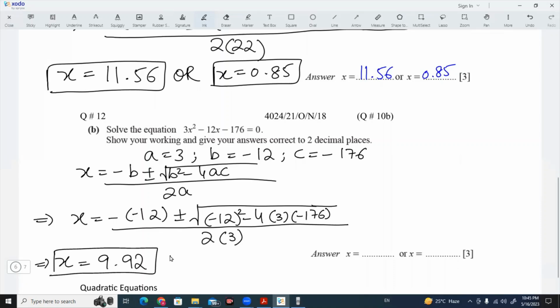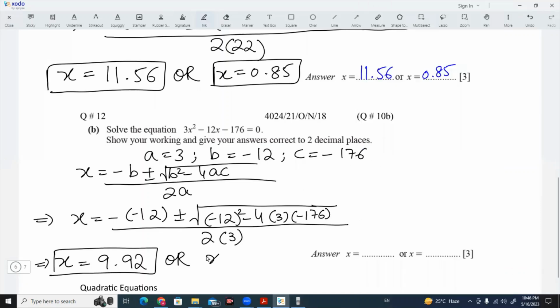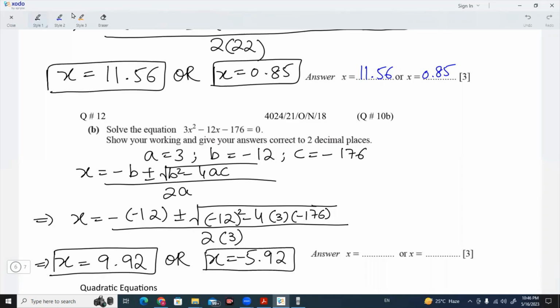For the second answer, we have to change the sign in the calculator before the square root sign. So I'm bringing that cursor in the numerator and changing the sign before the square root thing to negative 1. So press equals to sign, and in decimals it's negative 5.92. This is the answer for question number 12. So writing down the answers in the given space, that is 9.92 and the other one is minus 5.92. This is all from question number 12.